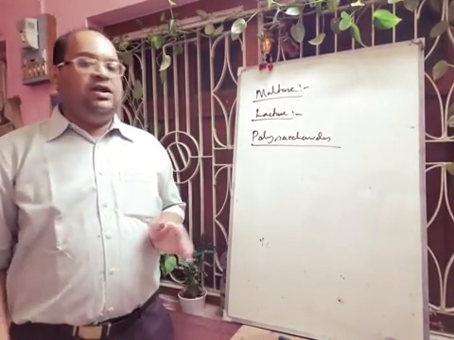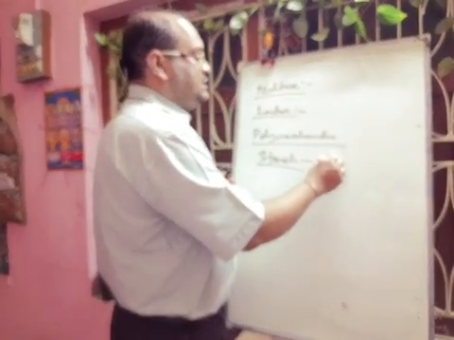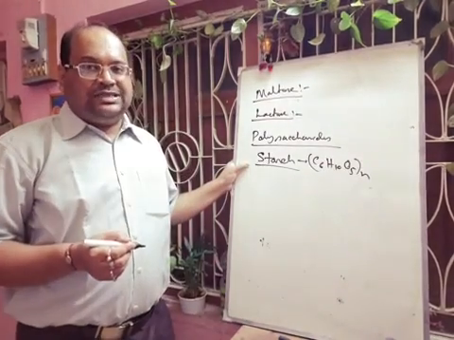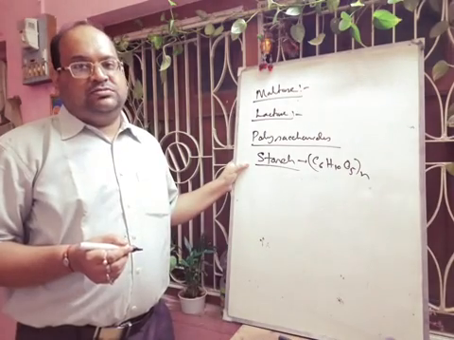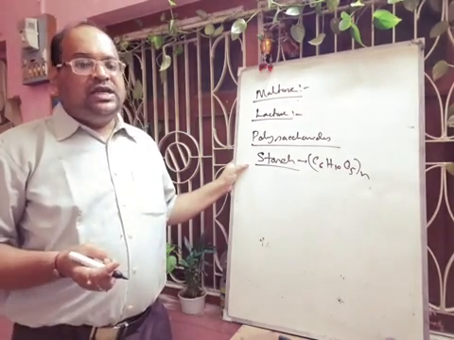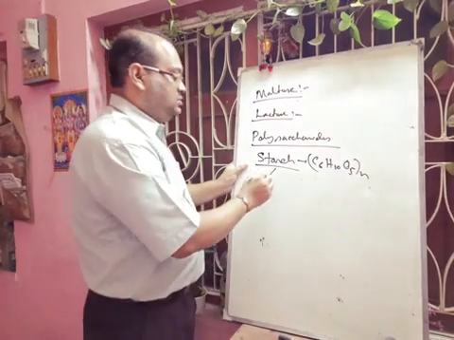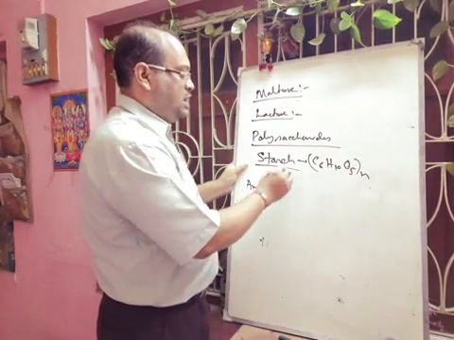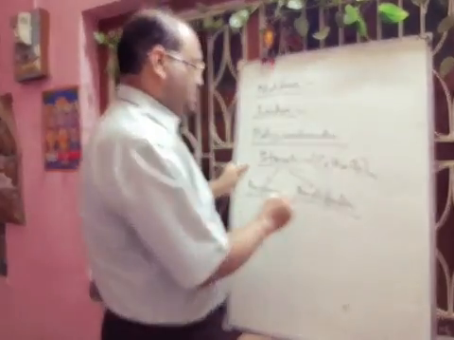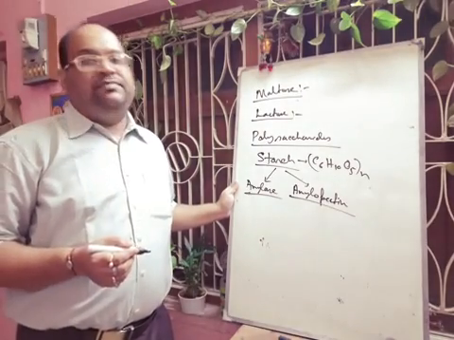Starch formula all of you know. Starch is a polymer of glucose, (C6H10O5)n. This is the formula of starch. Starch is a polymer of alpha D glucose and its main sources are rice and potato. It also contains two parts, one is called amylose, another is called amylopectin. The percentage of amylose is around 20%, but amylopectin is 80 to 85%.